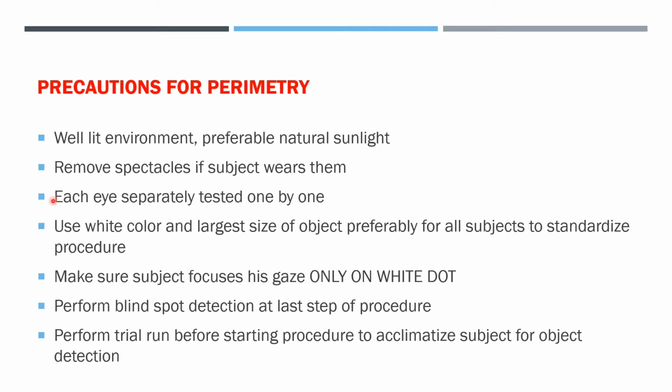So whenever the examination of perimetry comes in your practical examination, make sure that you test each eye of the subject separately, one by one. Then you have to use the white color and the largest size of the object. The largest size is 10 millimeter, and white color is because it has the largest field of vision. The color and the size of the object will change the field of vision. So we usually use the white color and the largest size of the object to standardize the procedure.